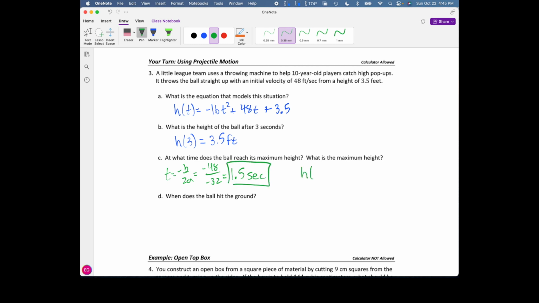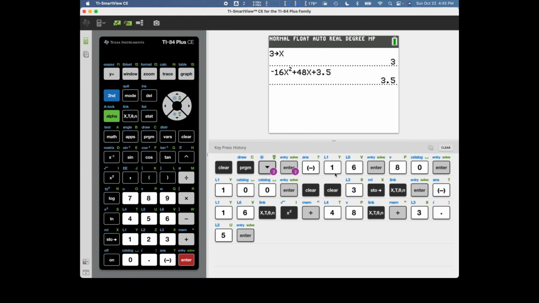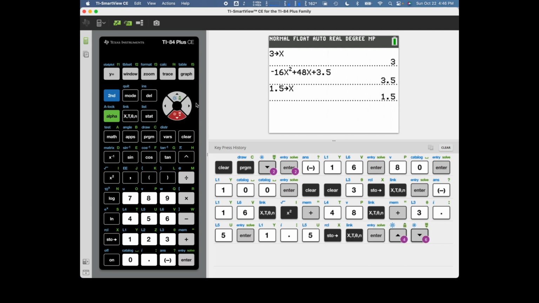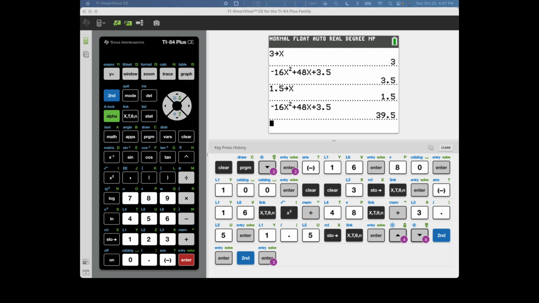And then what is that maximum height? All right, so we're going to do h of 1.5 this time. So if I flip back over here, what I can do is now say, hey, I want to store x as 1.5 now. In a fancy calculator, you can just hit your cursor up and go grab it. In a not as fancy one, if you just hit second enter and second enter, it will keep bringing up the previous thing. So we want to just re-get the negative 16x squared so we don't have to keep rewriting it over and over. And I get this 39.5 feet.